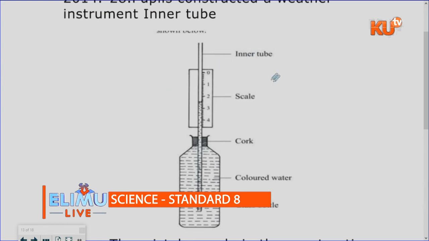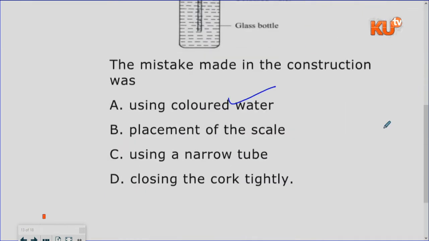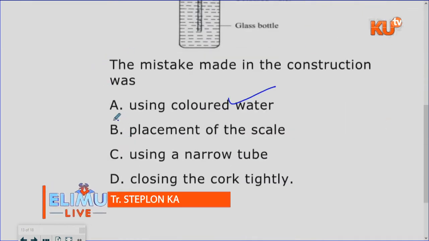This is a liquid thermometer, and we said that for a liquid thermometer the scale should run from down to up. So when we look at our scale, it runs from up to down. So that is a mistake. We have looked at it.